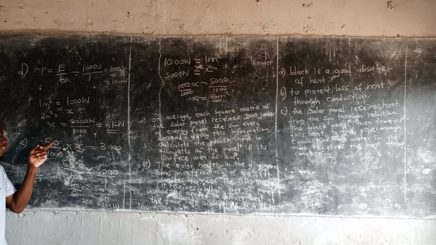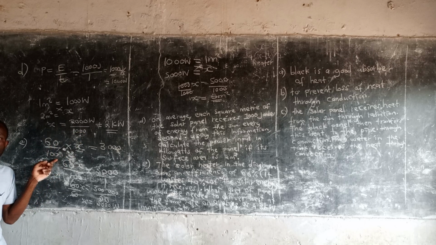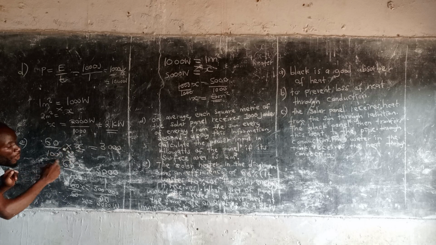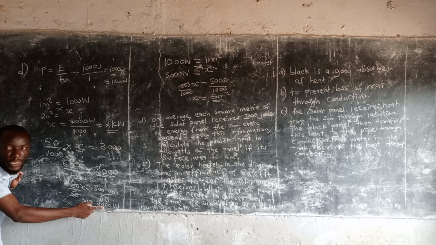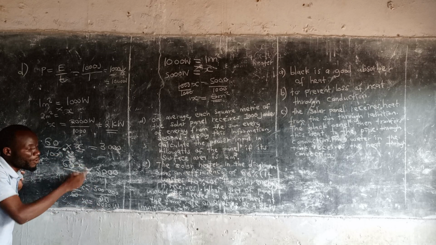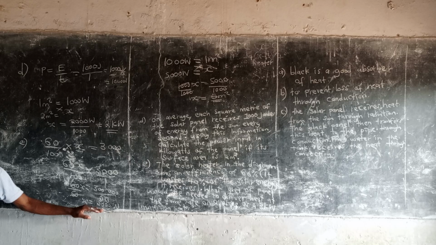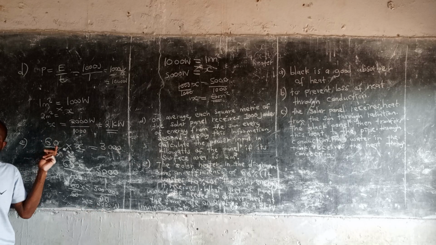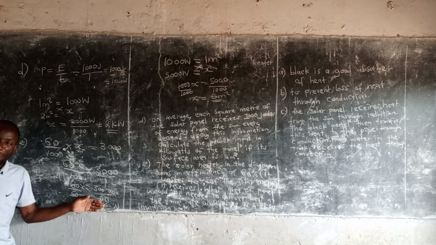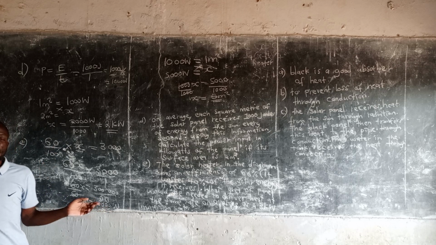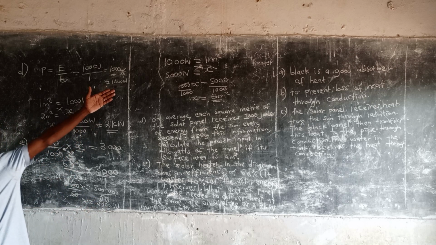Now 60% is 60 over 100. If you do your math well, you're going to land with 5,000 here. That is 5,000 watts. So you are talking about percentage? Yes. 60% is 60 over 100. Alright, so now we have 5,000 watts.